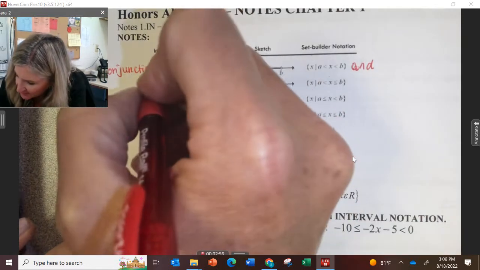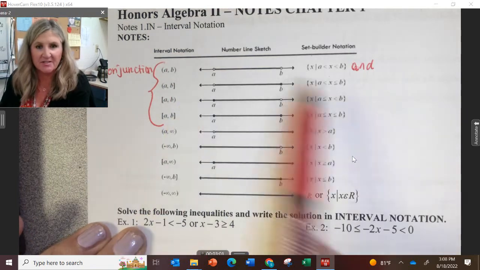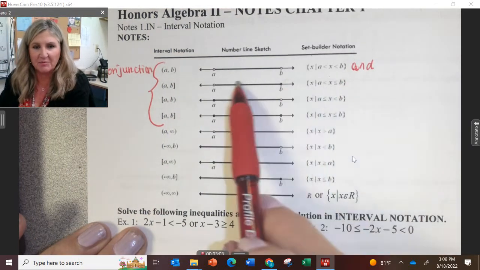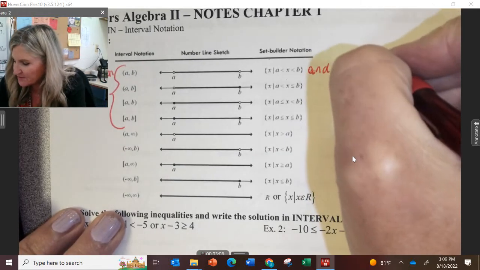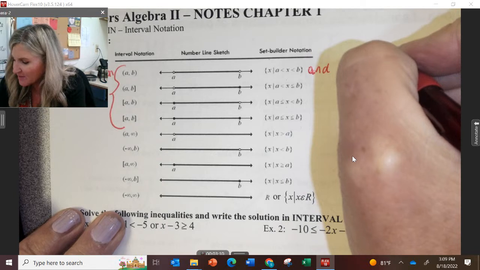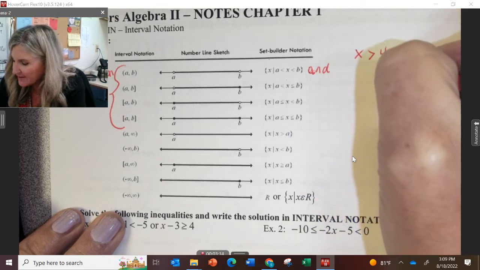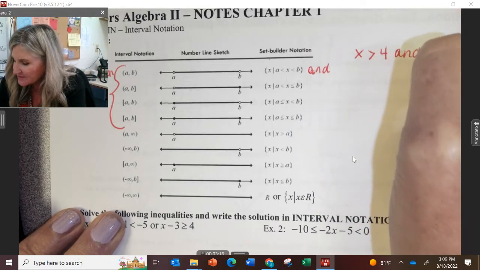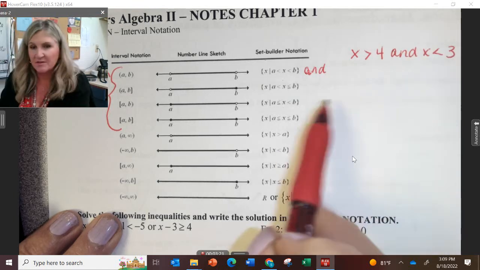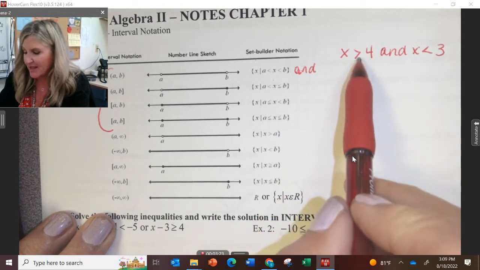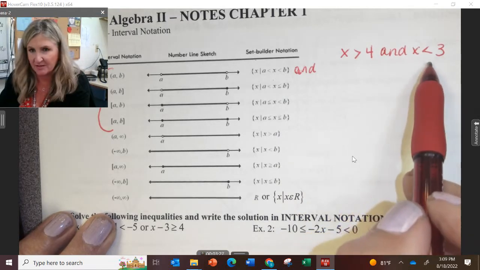So all of these from here down to here are called conjunctions. And that's because they're all and problems. Both of the properties have to be true. What if I asked you for something where x has to be greater than 4 and x has to be less than, let's say, 3. So both of these things have to be true. X has to be greater than 4 and the x value has to be less than 3.